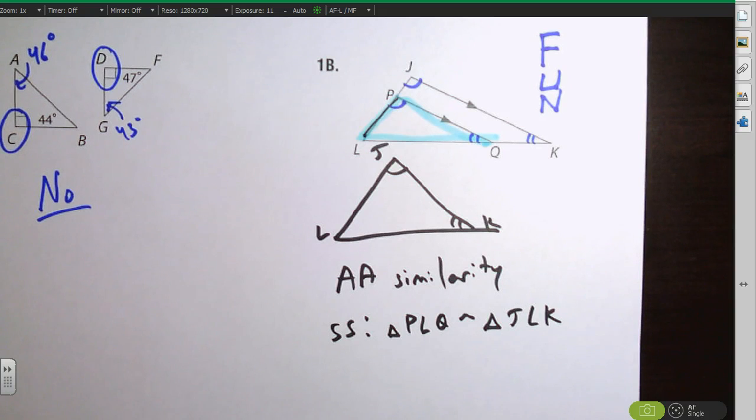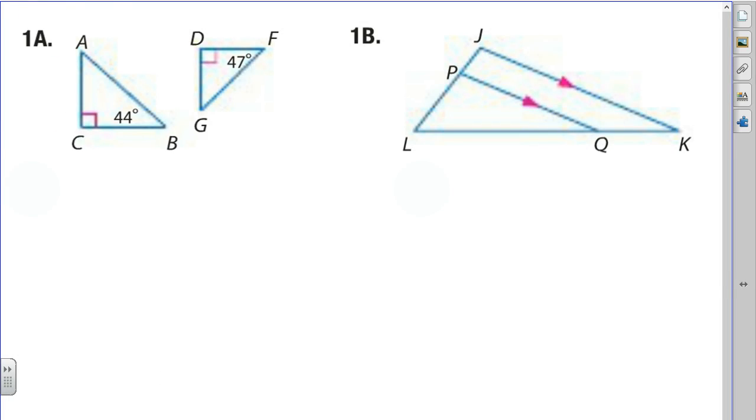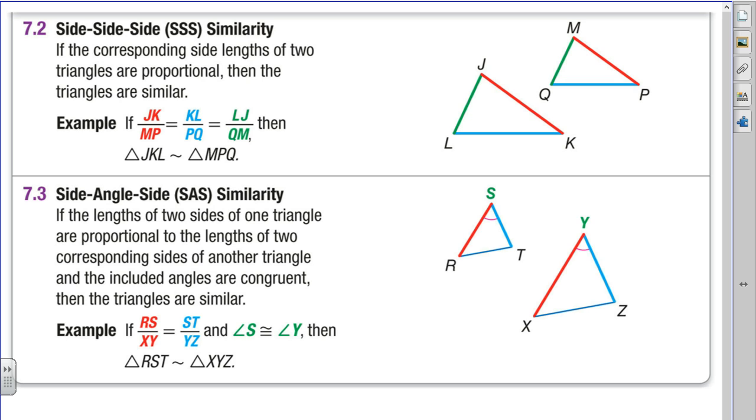All right. Now there are two other similarity theorems. The first one is side, side, side. That just means if all three pairs of corresponding sides are proportional, so basically you don't know anything about the angles, but JK over MP is the same as JL over MQ and LK over QP. Those are all the same. Guess what? They're similar.